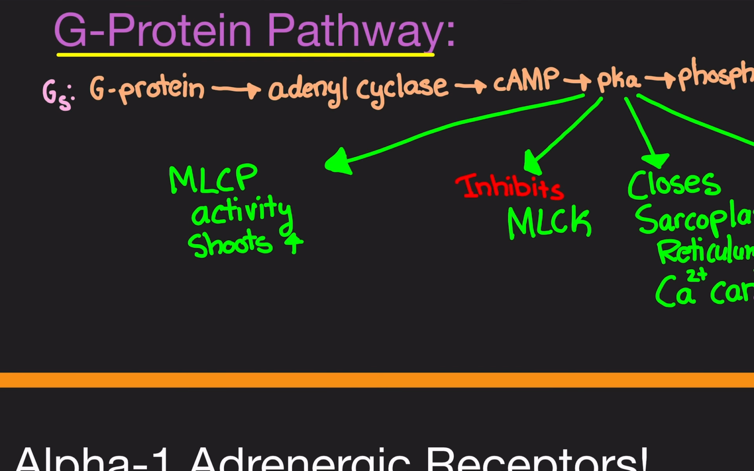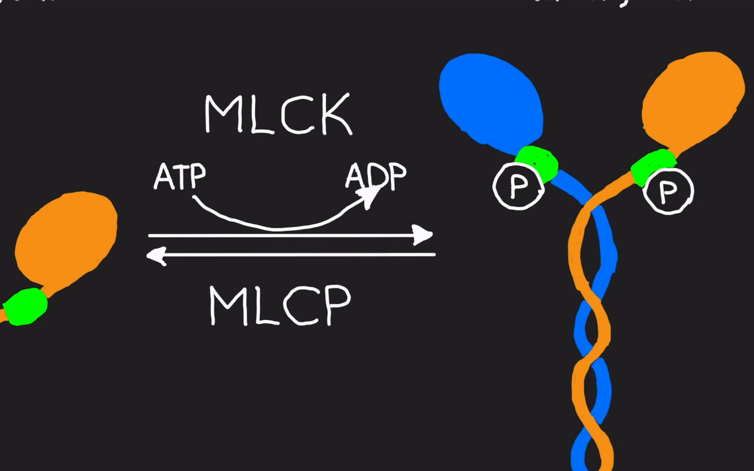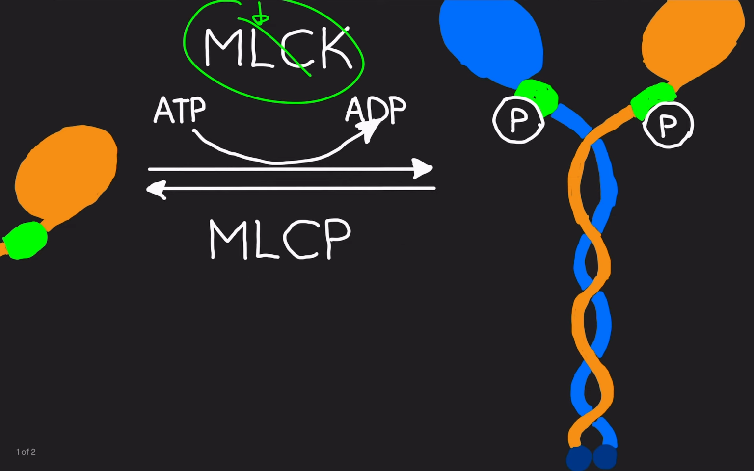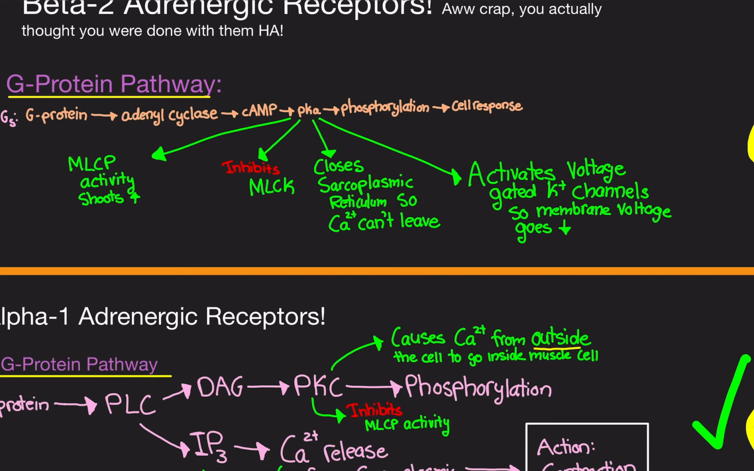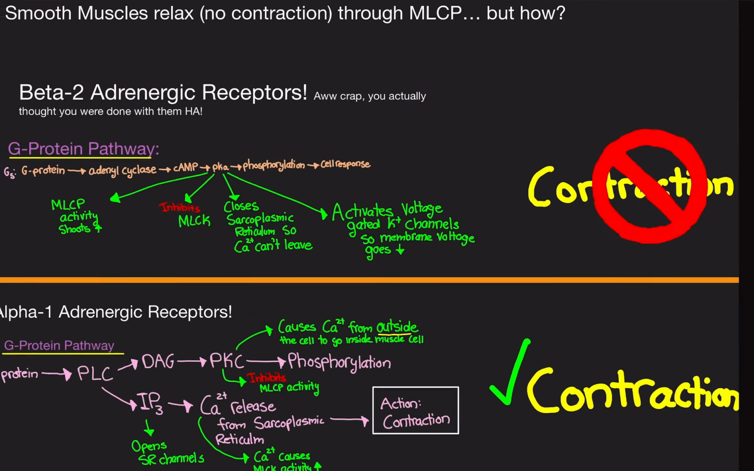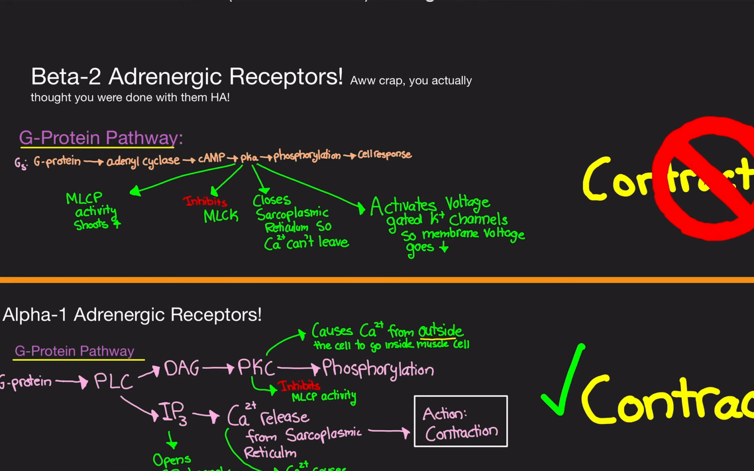Lastly, PKA basically increases MLCP activity, so it shoots up. So we said that PKA inhibits this, like no more. PKA boosts this up. That's it. So basically, it activates more MLCP activity. That's what's happening. So this leads to no contraction whatsoever.